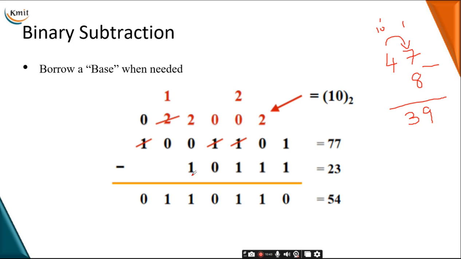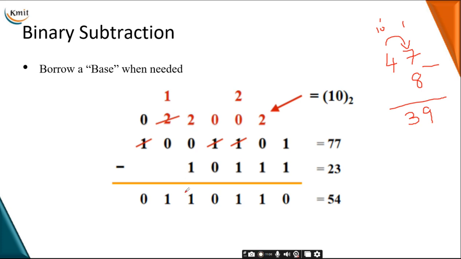Next, 0 minus 1. So take a borrow from this. There is no number here, so I'm taking a borrow from my second highest positional number. From that one I'm taking a borrow, and then the borrow is forwarded from the second bit to the first bit.